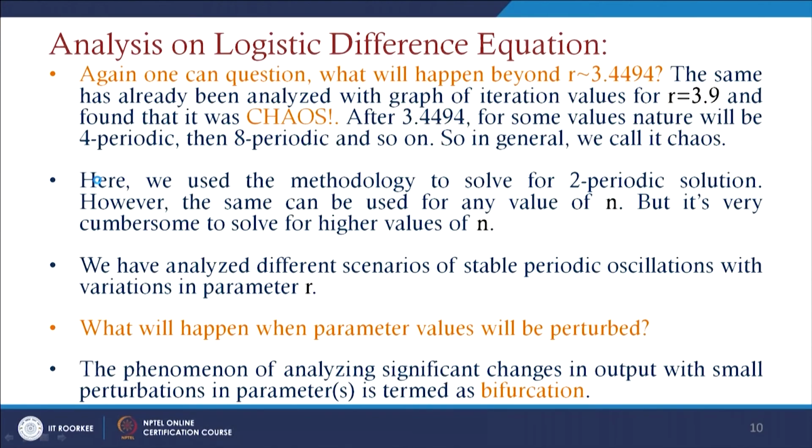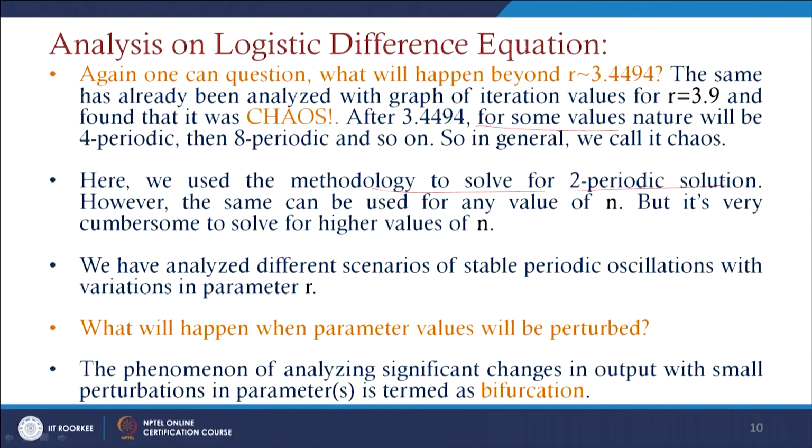If we go for analysis of these things, one question comes to the picture: what will happen beyond an r value of 3.4494? The same has already been analyzed with a graph of iteration values for r equals 3.9, where we obtained chaotic nature. So, after 3.4494, for some values the nature will sometimes be 4 periodic, then 8 periodic, and after that we cannot imagine how it behaves. So, in general we call it chaos.